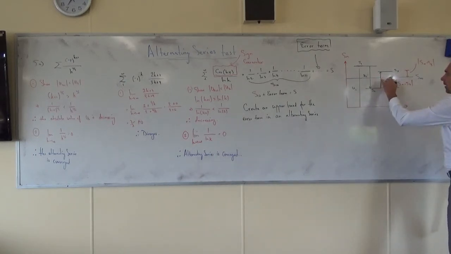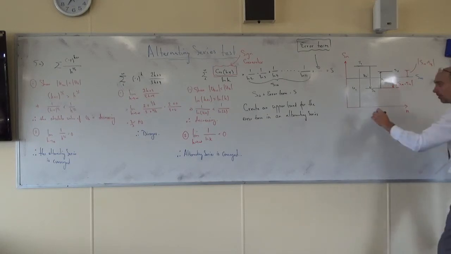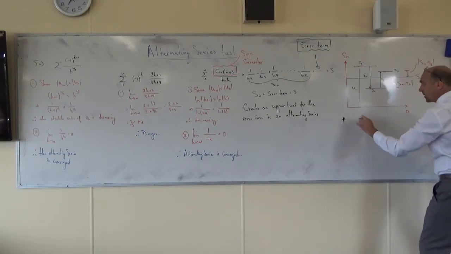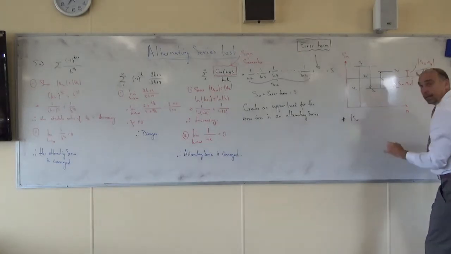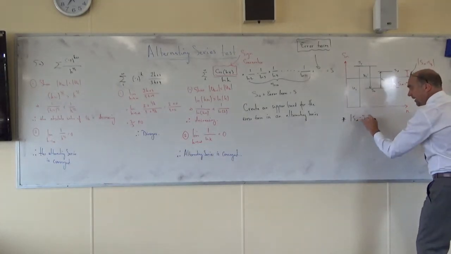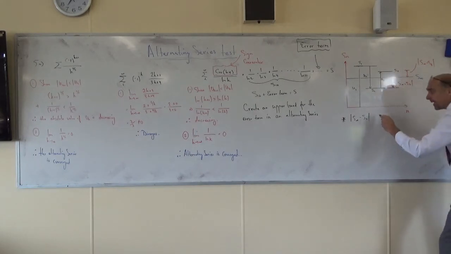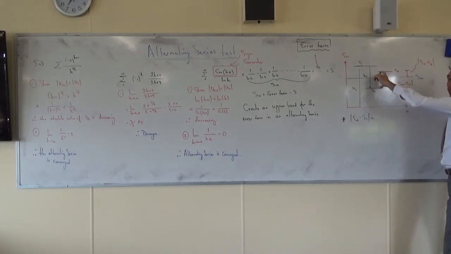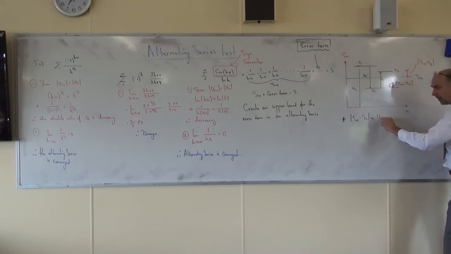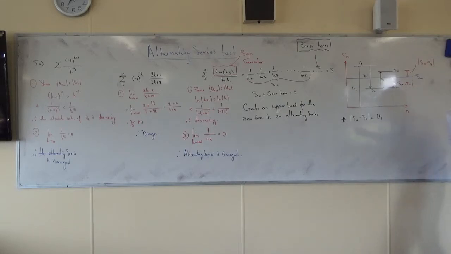Do you agree? Is everyone watching? Ready? Let me write this down. Asterisk. S infinity minus S2, that error there is less than that value. True or false? True. Good. Do you agree with that? Yeah? Okay. That distance there is less than that.